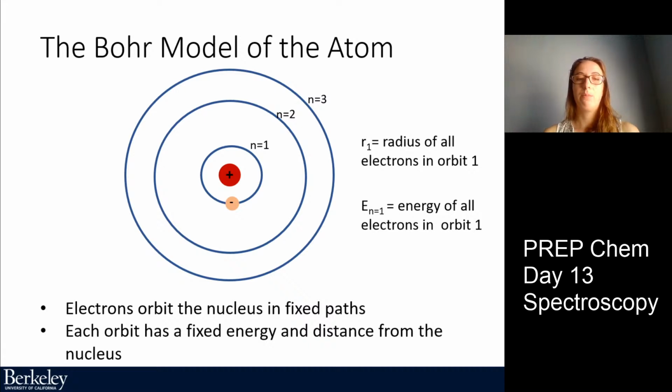Okay. So commonly we can write the radius of all the electrons in orbit 1 using r with a subscript 1. And then we can also represent the energy of all electrons in orbit 1 with E and then n equals 1 at the bottom. This is the most common nomenclature you'll see in textbooks.